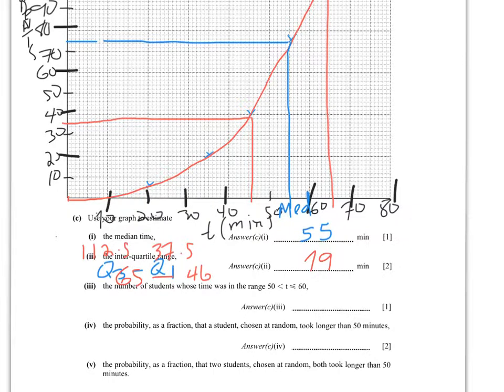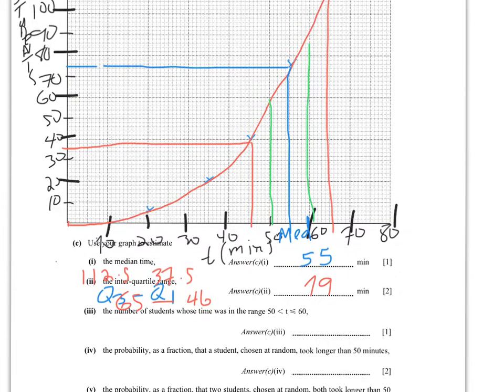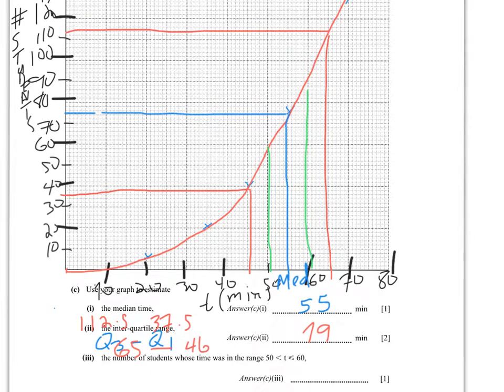Okay, the number of students who are between 50 and 60, I have to look at my x-axis in this case and go up and see what the cumulative frequency was for 50, looks like 58. Cumulative frequency for 60, a little bit higher, 92. So 92 minus 58.